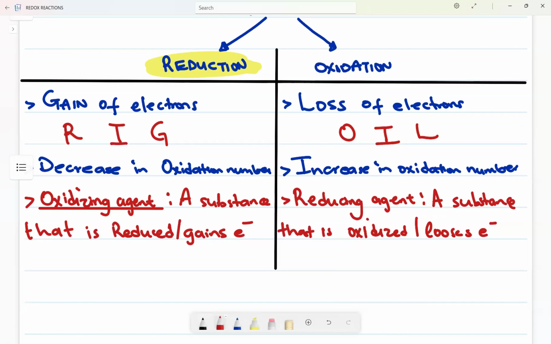So, I hope these terms now make sense. If they were to say, explain what is a reducing agent, just say, a reducing agent makes the other one undergo reduction. So iron is oxidized. If it is oxidized, you will explain that it is a substance that loses electrons. Easy peasy.